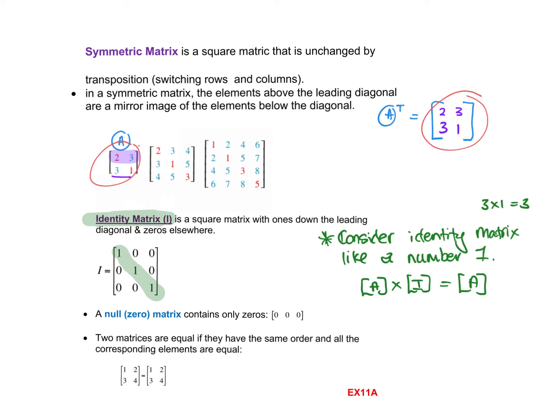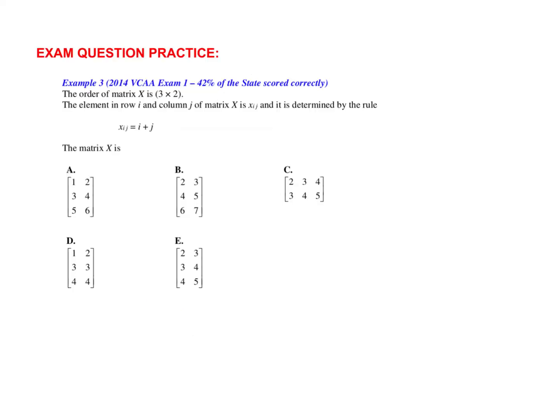Well, no, it won't. A null matrix just has all zeros, pretty easy, and two matrices are equal if they are in the same order and have the same elements. So you can only say they're equal if they're exactly the same, but that's pretty self-explanatory. All right, you're going to start 11A in a minute.